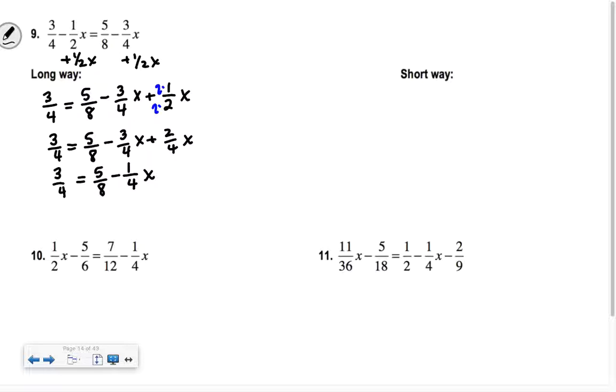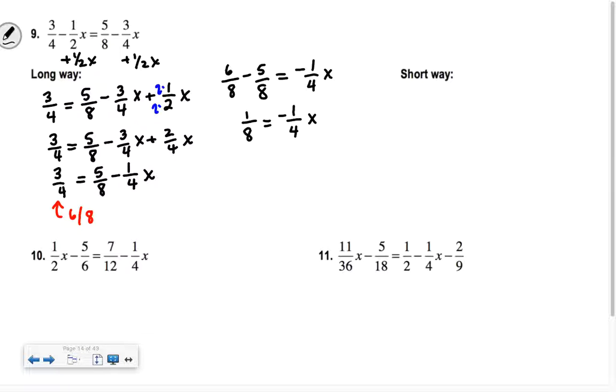If I'm doing that, I want to get common denominators with the 3/4. So how am I going to rewrite 3/4? 6/8. Yeah, it's really 6/8, right? So I'm taking my 6/8, I'm subtracting the 5/8 over to the left side, and I'm left with my negative 1/4 x. So I get 1/8 equals negative 1/4 x.